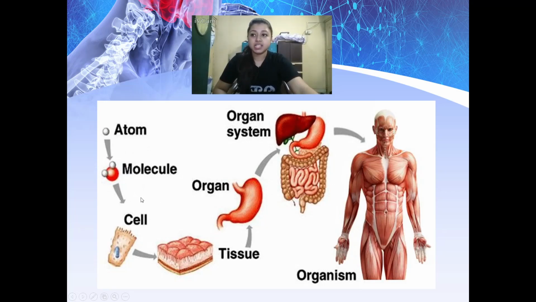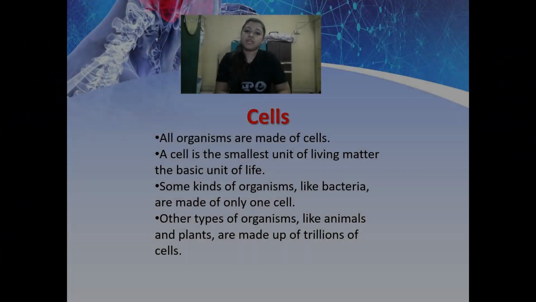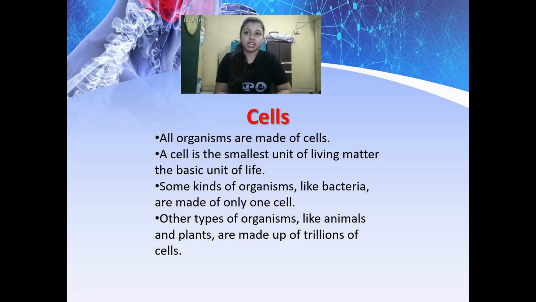When many cells constitute together, they form a tissue. Many tissues combine to form an organ. Many organs combine to form an organ system. And finally, many organ systems combine to form an organism, for example, human beings. The next concept that we are going to learn about is regarding cells.